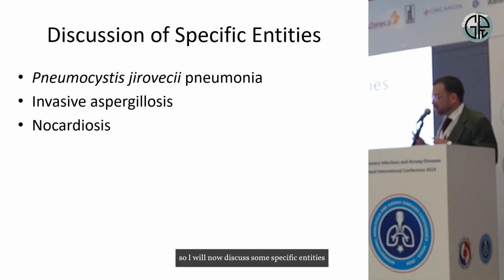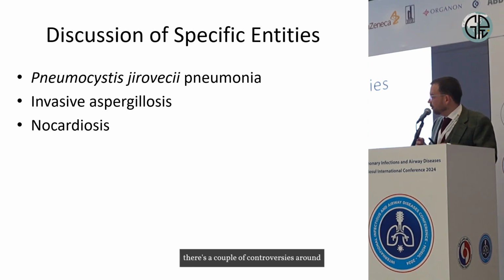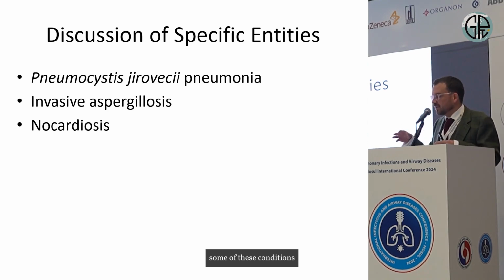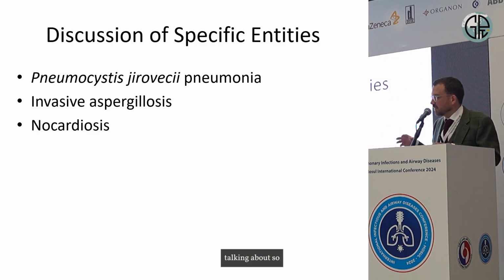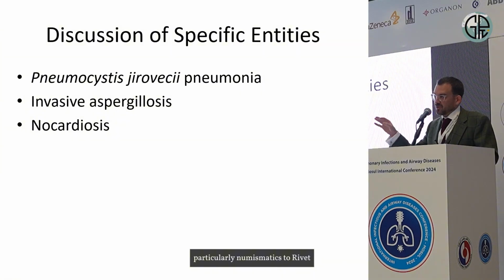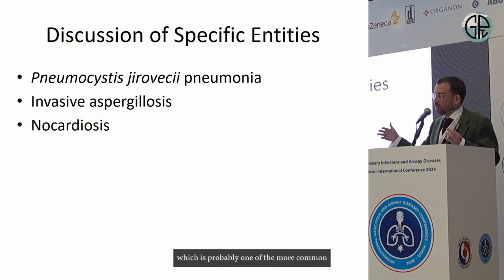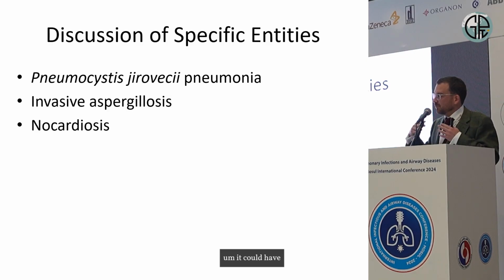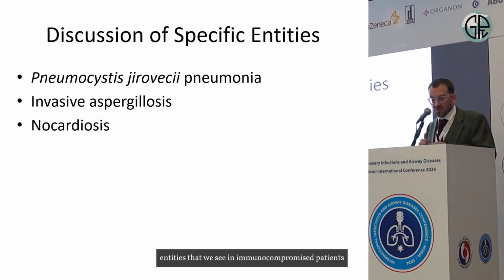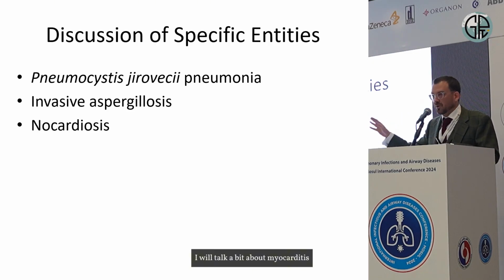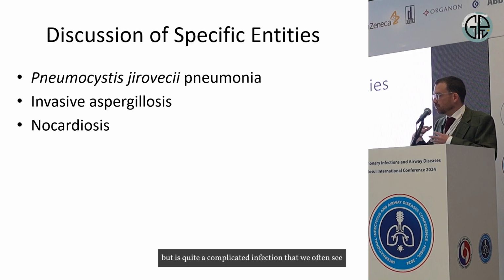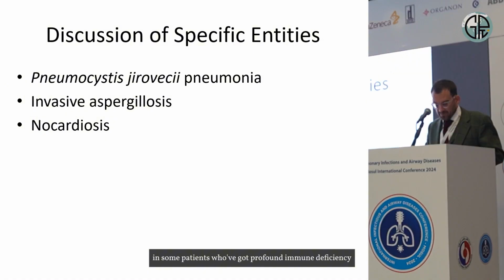So I will now discuss some specific entities, because there's a couple of controversies around some of these conditions, and these are specific conditions that I don't think other speakers are specifically talking about. So I thought I would discuss particularly Pneumocystis jirovecii, which is probably one of the more common entities that we see in immunocompromised patients. I'll talk a bit about invasive aspergillosis, and if I've got time, I will talk a bit about nocardiosis, which is rare, but is quite a complicated infection that we often see in some patients who've got profound immunodeficiency.